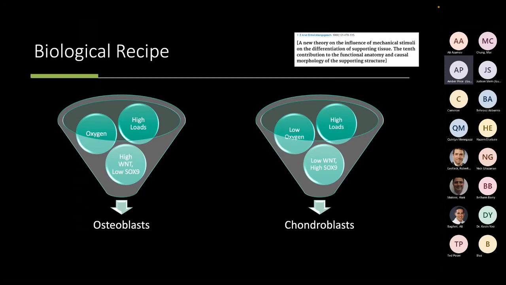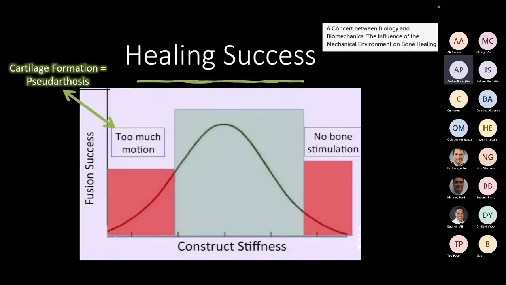And so it's a little bit of a biological recipe when you think about it, especially from an orthopedic standpoint. When you want to form osteoblasts, you need high loads and high oxygen content, and that will activate the Wnt pathway. If you, in the same respect, get high loads but low oxygen content, you will actually activate the SOX pathway, and the SOX pathway actually forms chondroblasts. And the reason this is important is because it relates to the construct stiffness, and when we're talking about forming our different forms of constructs.